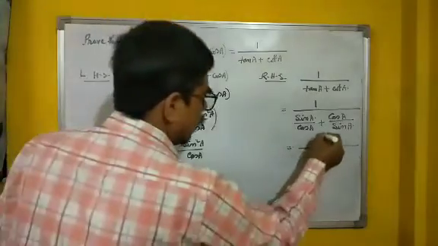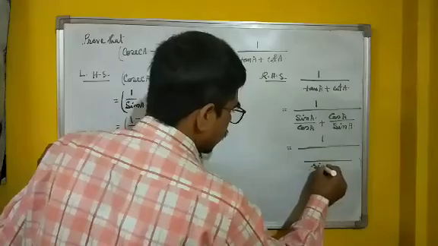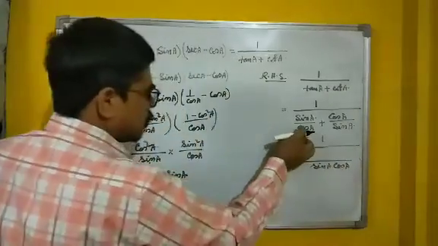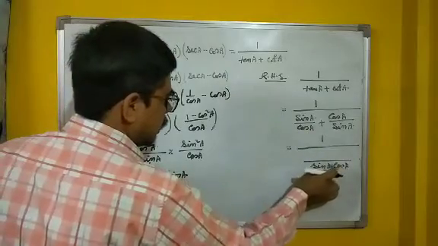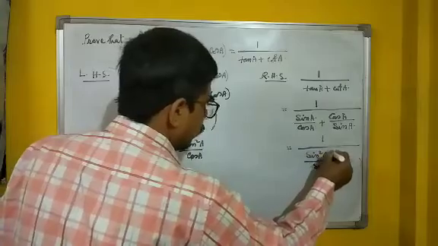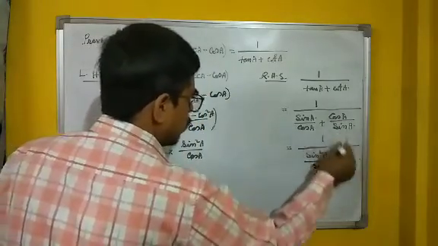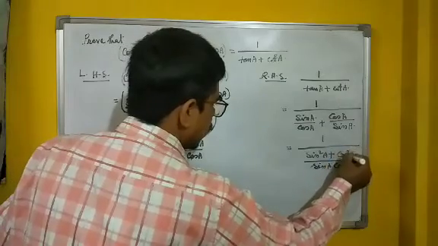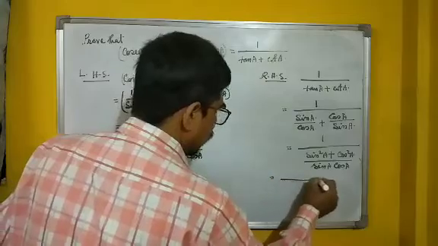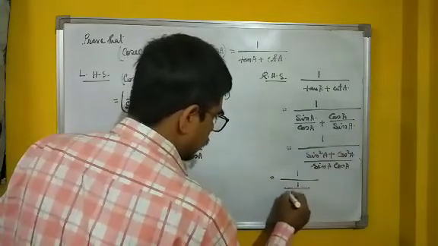Now it is 1 by, and then here the LCM is sin A cos A. Then divide that part, cos cancels, sine means sine square A, plus, divide this one, sine cancels, cos and cos will be cos square A. So it will be 1 by sine square A plus cos square A, which is 1.